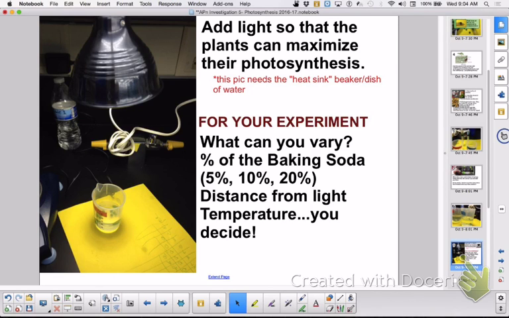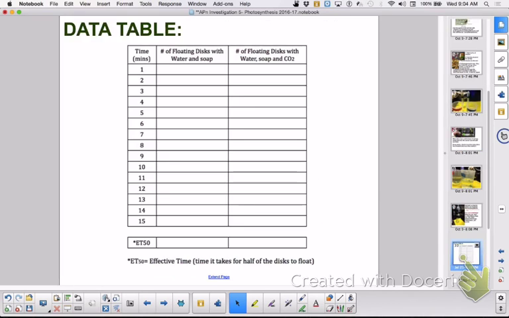So add light to maximize the photosynthesis. You can put a heat sink over it if you want to, or try it without the heat sink. I did it without the heat sink, worked great. Like another container with water in it to absorb the heat. You're not going to be running it that long. I think you'll be okay without a heat sink on that. So you can vary the percentage of the baking soda, the distance from the light, the concentrations of the baking soda, totally up to you.